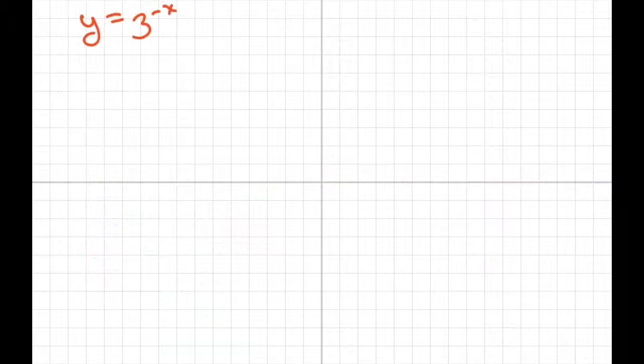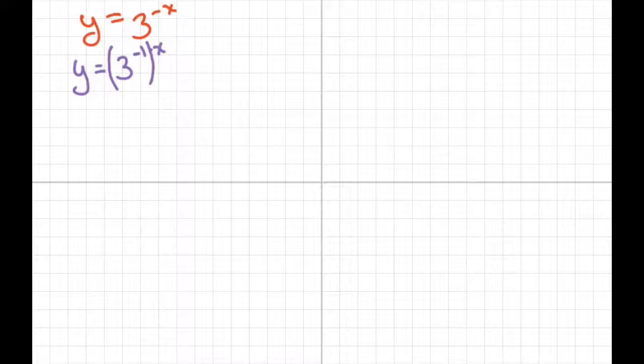All right, the next one is this one. Now, what you want to do with this one, so it's not so confusing, is just to rewrite this. We know this is 3, and I can say negative 1 times x. All right, so what I can do, let's put a little parentheses here because of my product rule. You really have to know your exponents.